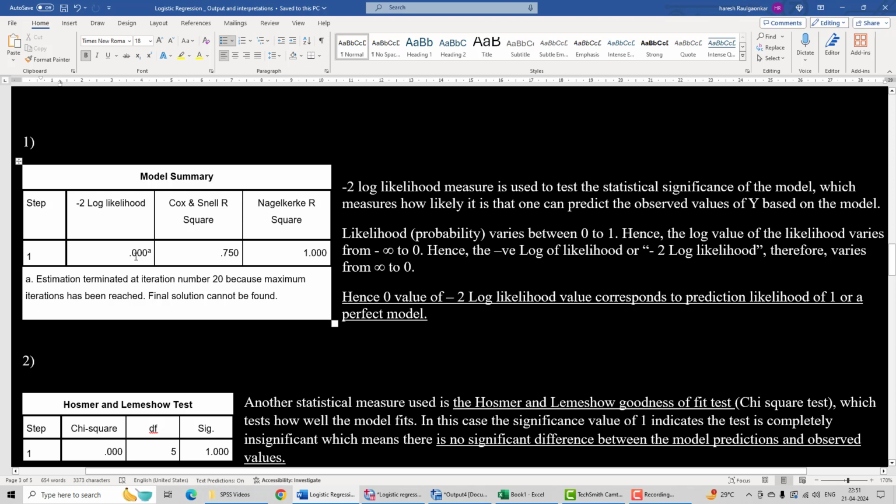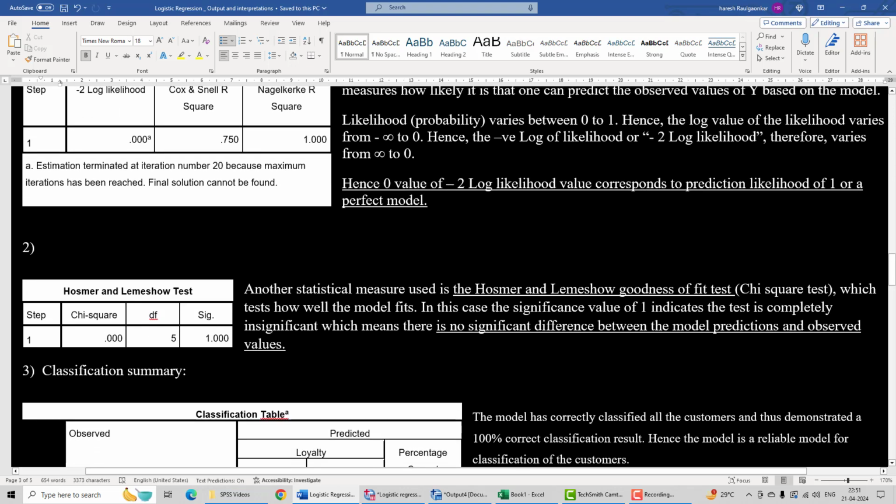So when we get 0 value in our table, that means it represents probability equal to 1, which is basically prediction of likelihood of 1. So hence it is a perfect model. So whenever we get 0 here, it is a perfect model.